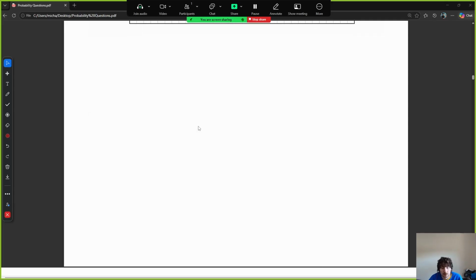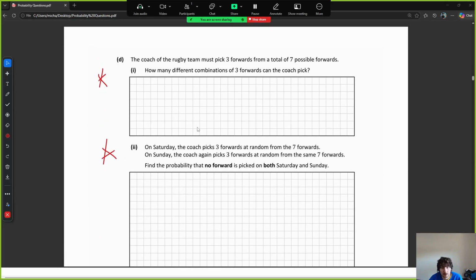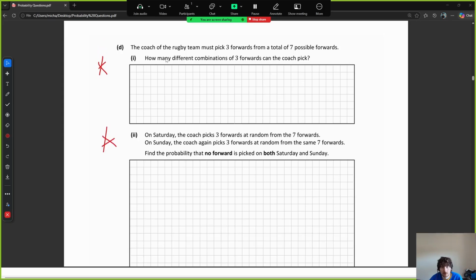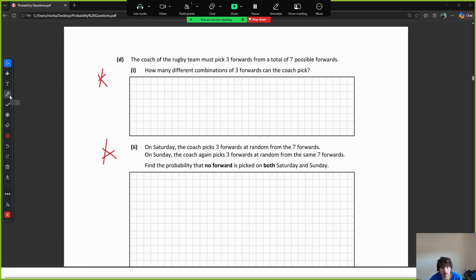So if we scroll on down here, there's another part of this question. So it's still going on about the rugby thing, but they're changing up what they're asking. So they say the coach of the rugby team must pick 3 forwards from a total of 7 possible forwards on the panel. How many different combinations of the 3 forwards can they pick? Okay, so obviously pause the video, give both these parts a go.